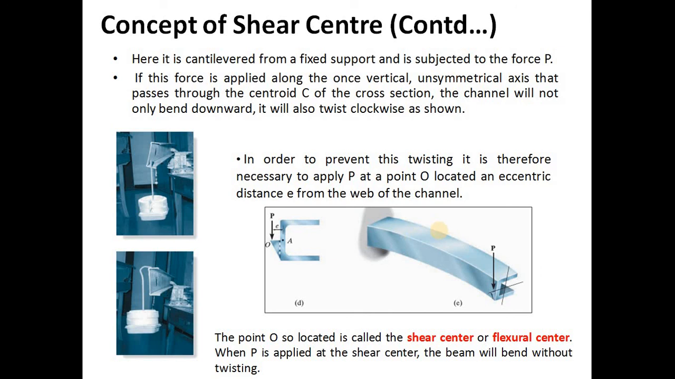Now, in order to prevent this kind of twisting, it is necessary to apply load P at a point O located at an eccentric distance E from the web of the channel. You can see here you have to apply the load P at a point O which is at an eccentric distance E from the web. When you apply it in such a case, the beam only bends and it will not twist. The point O so located is called the shear center, also called the flexural center. When P is applied at the shear center, the beam will only deflect and it will not twist.